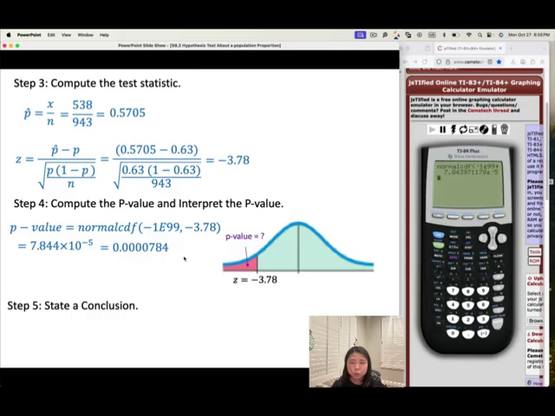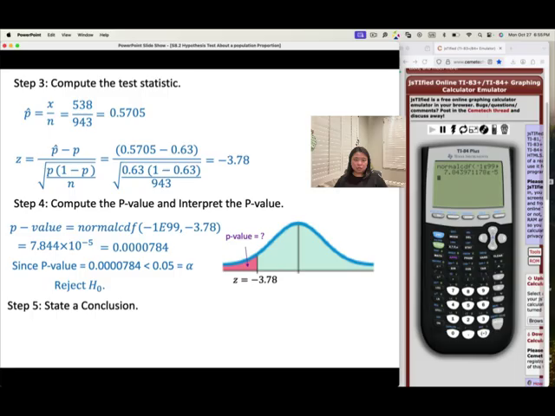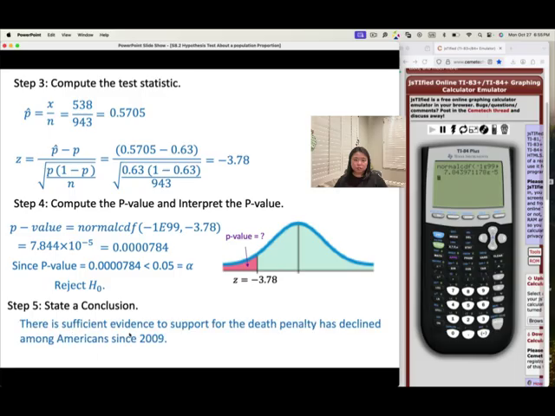So the p-value is a really, really small number. When we have a small p-value, we have strong evidence to reject the null hypothesis. Obviously this is strictly less than 0.05, which means reject the null hypothesis. And then draw the conclusion: there is sufficient evidence to support that support for the death penalty has declined among Americans since 2009. That's it.